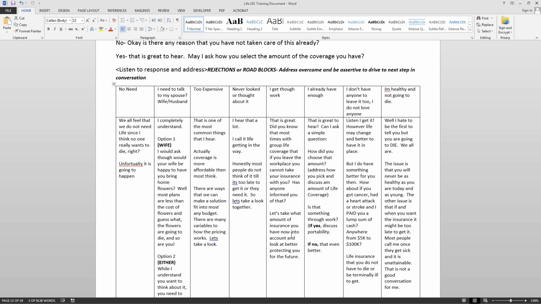Andrew Callen, thank you very much. Critical illness, you don't have to be terminally ill. If I get diagnosed with cancer, I don't necessarily have to be on my deathbed.